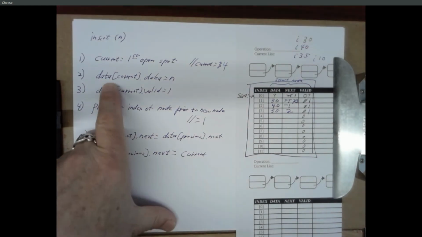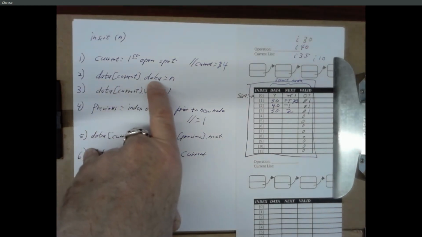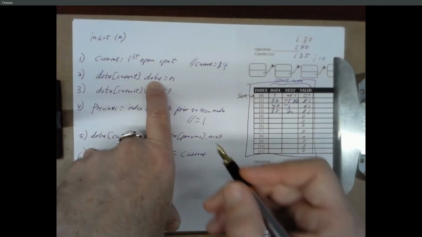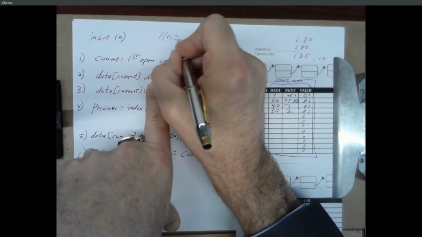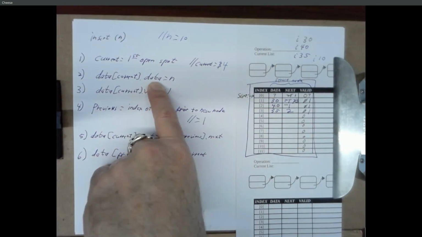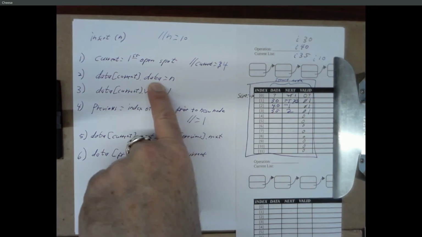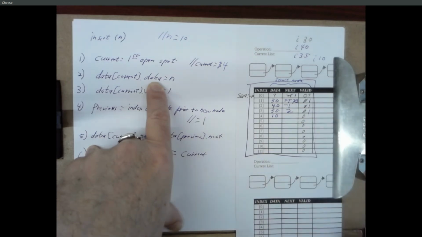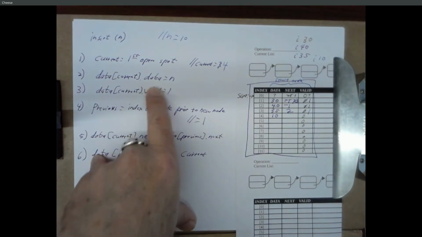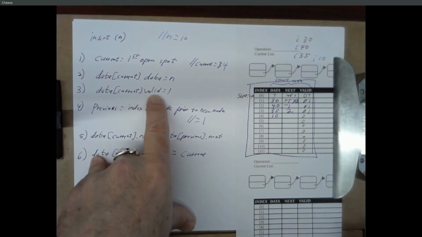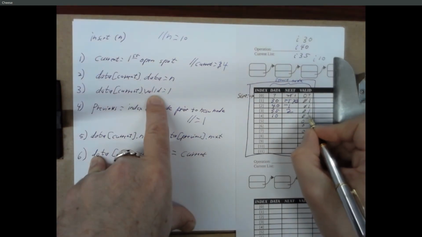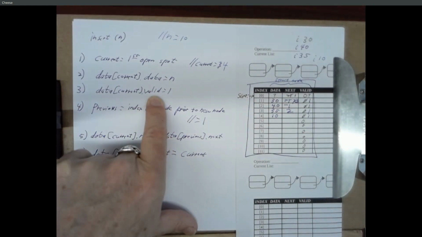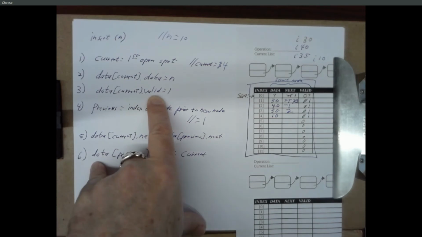Okay, next step, set data bracket 4's data field equal to n. In this case, n is equal to 10. So set element 4's data field equal to 10. So we put a 10 right there. And then set that same element's valid field equal to 1. So now we should look like this, 10 and 1.